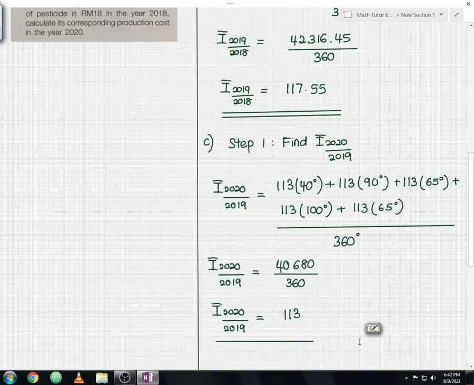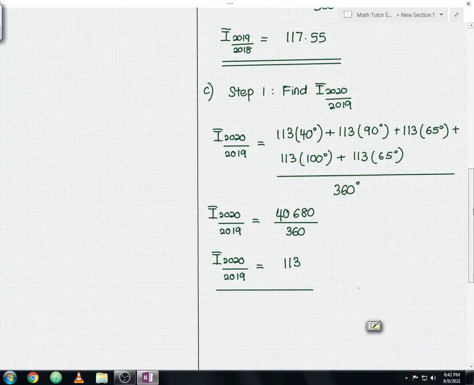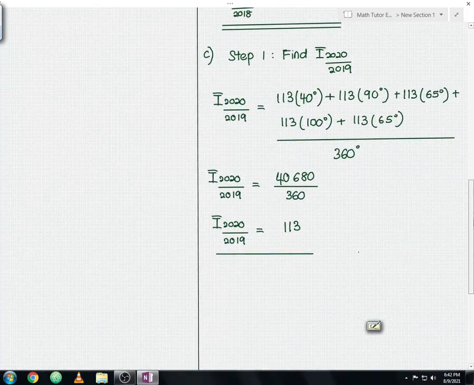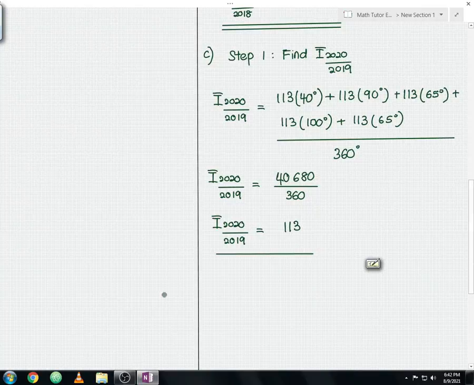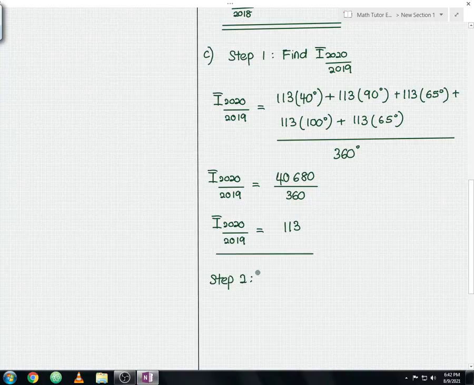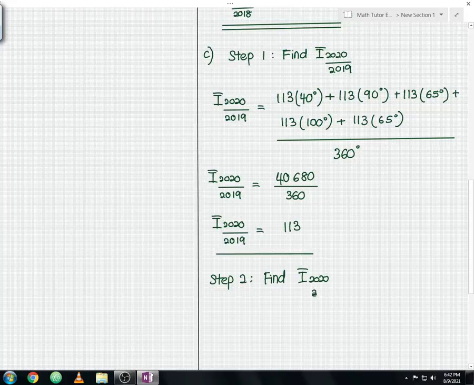So from here, once we have found step 1, now we can proceed to step 2, where we can now find the composite index of the year 2020 based on the year 2018. So let me write down the working here. So step 2, find composite index of the year 2020 based on the year 2018. Okay, let me underline a fraction.